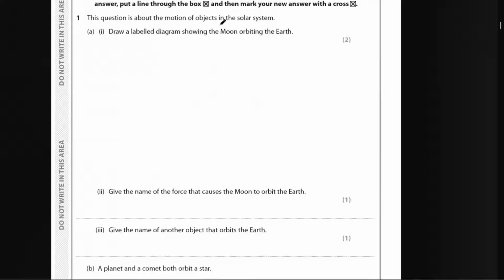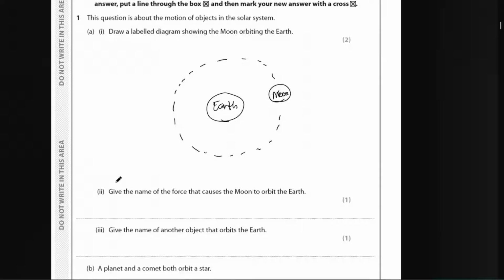This question is about the motion of objects in the solar system. A1, draw a labelled diagram showing the moon orbiting the Earth. So let's draw the Earth, and the moon has a circular orbit around the Earth. It's okay if it's not perfectly circular. It's good enough. We should label the moon M-O-O-N. Okay, so we've labelled it.